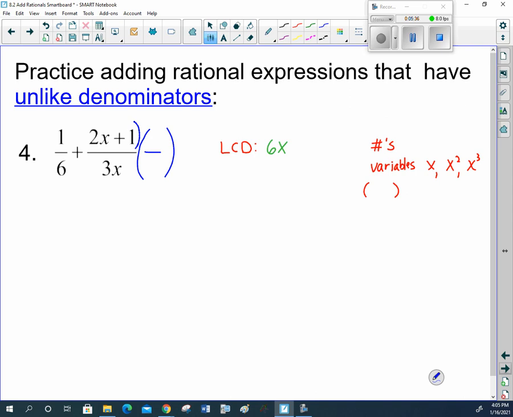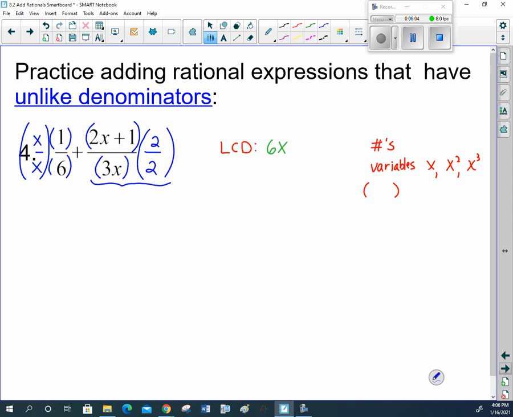So for this one, I'm going to put parentheses around here so we know that's grouped together. If I want this piece right here to be a 6x on the bottom, because that's my lowest common denominator, I'm going to have to multiply that piece by 2. 3x times 2 is 6x. Okay, over here on this other fraction, what am I going to have to multiply if I want the denominator to be a 6x? An x. I'm missing an x.